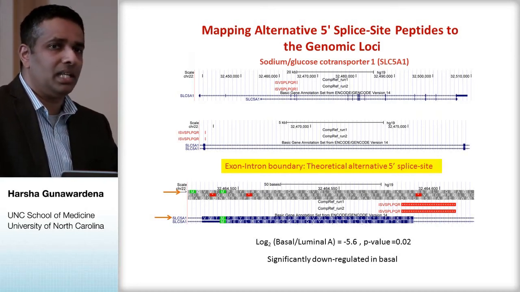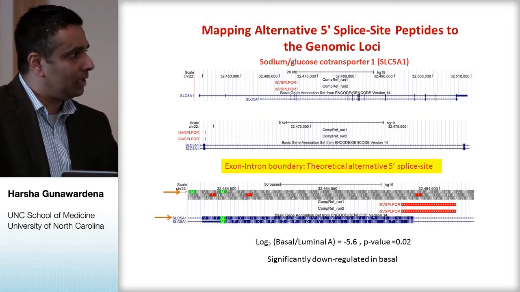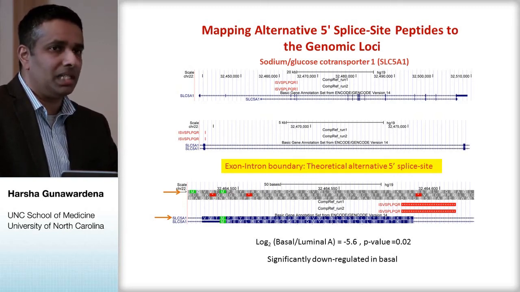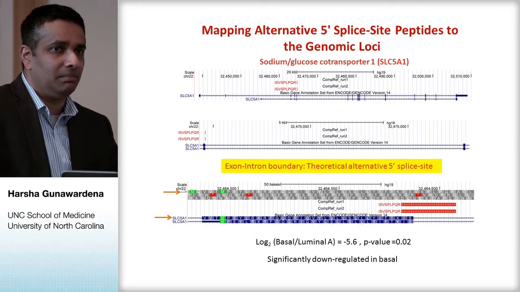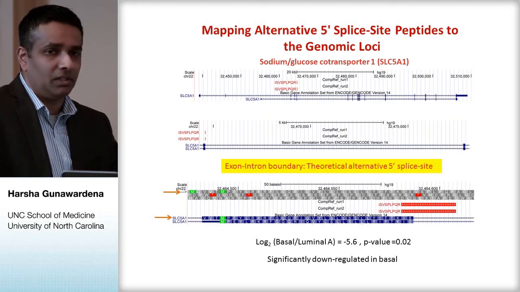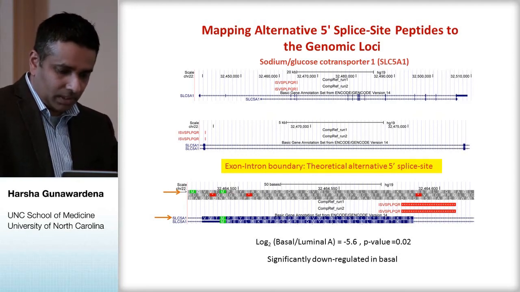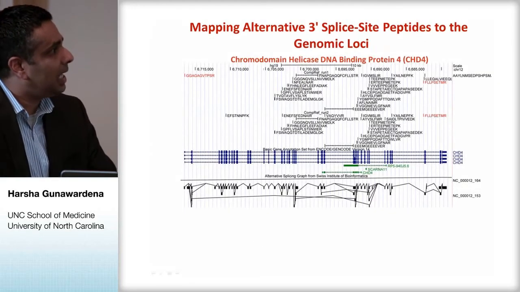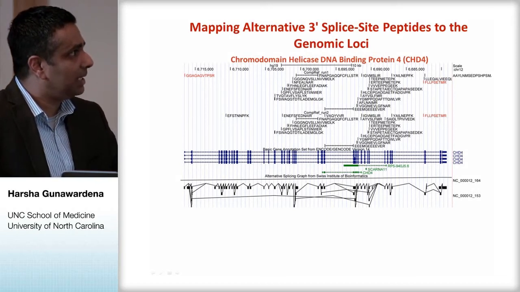At this point, we are only able to do splice-site quantification, not at the isoform level. We are also doing, in some cases where we have multiple peptide level evidence, we are trying to develop multiple hypothesis testing methods to actually do this quantification at the isoform level, which I don't think I have time to go through. So the final example I like to show is a case where we found a 3' splice site.